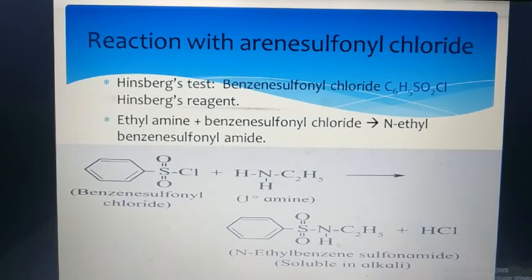So in this reaction, ethylamine when it reacts with benzene sulfonyl chloride, we get N-ethylbenzene sulfonamide. Here chloride is getting converted into the amide. In the reaction you can see benzene sulfonyl chloride when it reacts with primary amine, which is ethylamine, we get N-ethylbenzene sulfonamide, which is soluble in alkali.